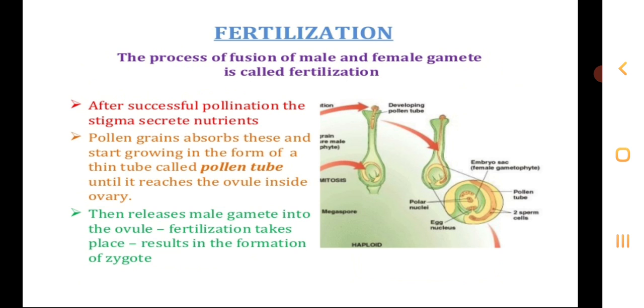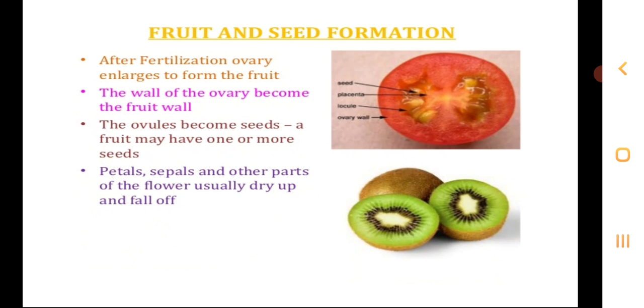The next part in the sexual reproduction of flowers is fertilization. The process of fusion of male and female gametes is called fertilization. After successful pollination, the stigma secretes nutrients. Pollen grains absorb these and start growing in the form of a thin tube called the pollen tube until it reaches the ovule inside the ovary. Then it releases the male gamete into the ovule. Fertilization takes place, resulting in the formation of a zygote.